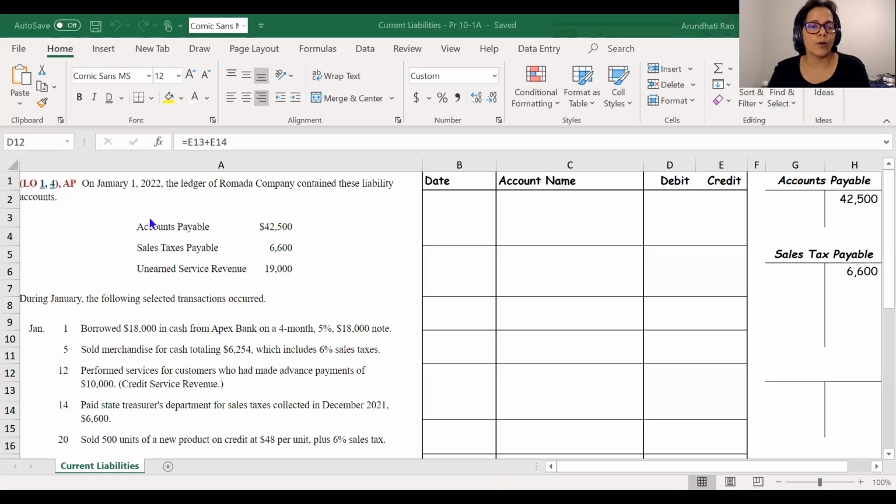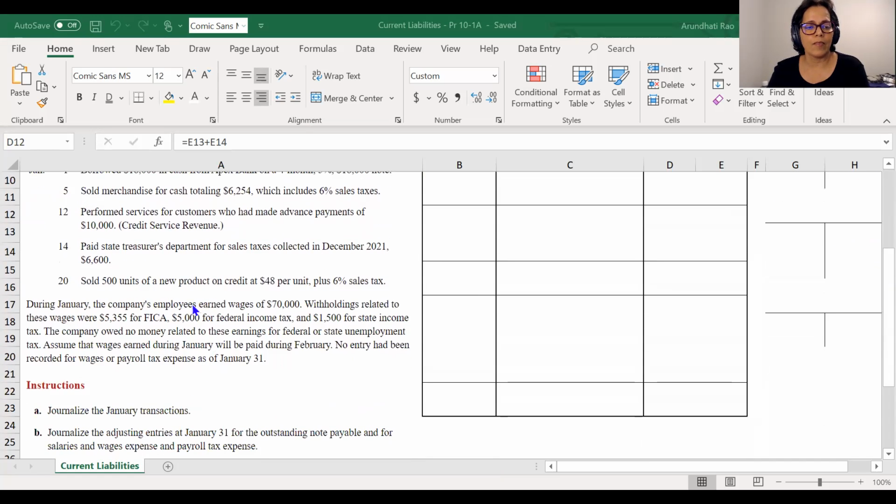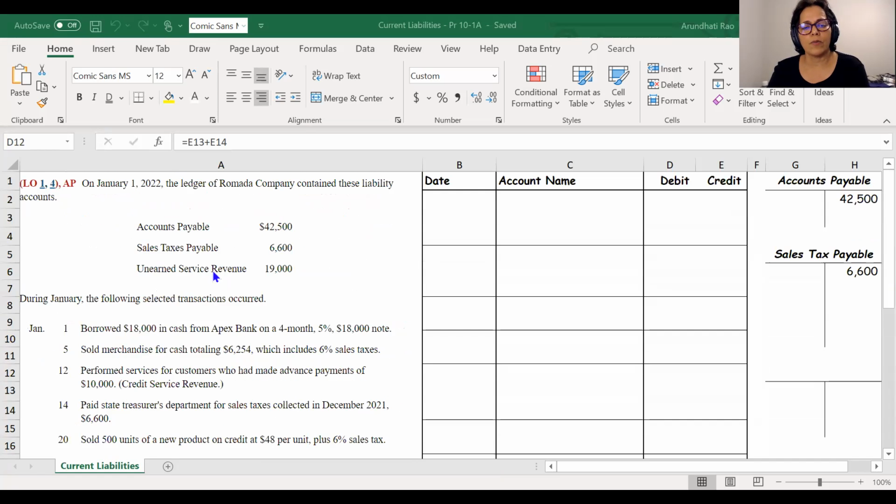In this exercise, we're told on Jan 1st, 2022, the ledger of Romano Company contains these liability accounts. This is just 3 of the liabilities they're talking about: accounts payable, sales tax payable, and unearned service revenue. For these 3, I have T accounts. We'll get to them a little later. They've given us transactions that have happened in the month of January. And then they've given us information that we need to do adjusting entries for at the end of the period, end of the month.